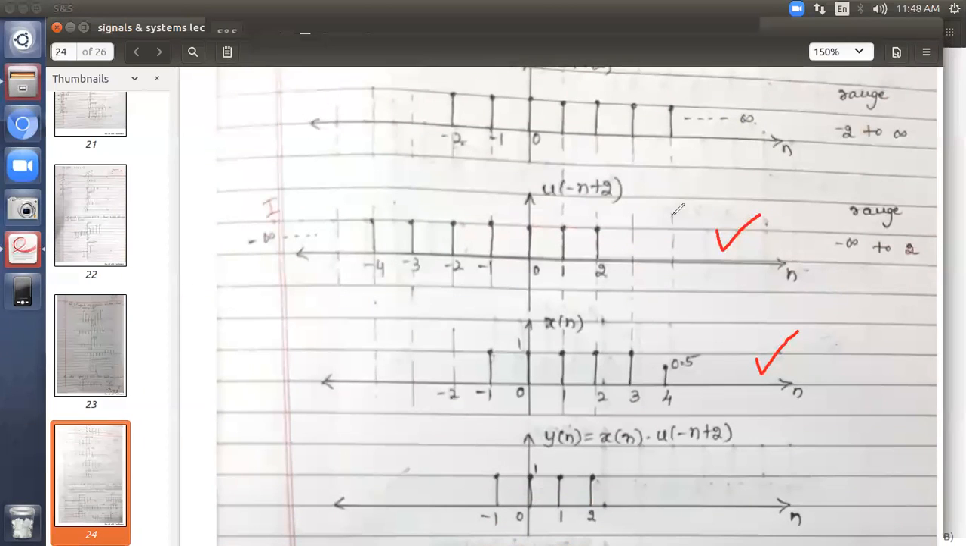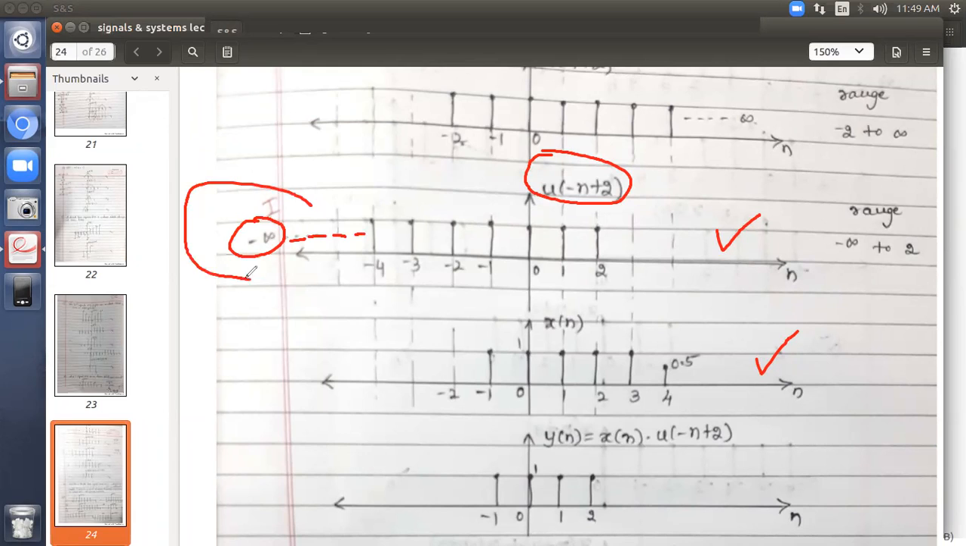Now let us try to multiply. The range of u of minus n plus 2 is from minus infinity. Don't forget this minus infinity. So let us start from this only. All this, but check the x of n. It is a limited signal with some limited range. It is only between minus 1 to 4.